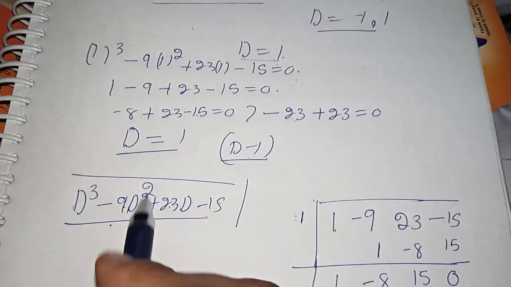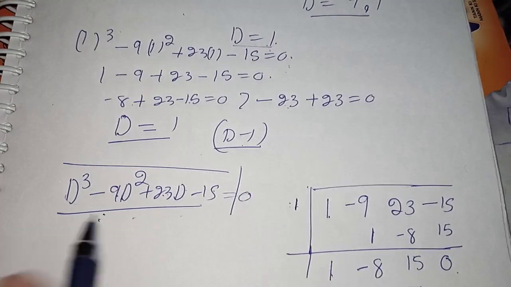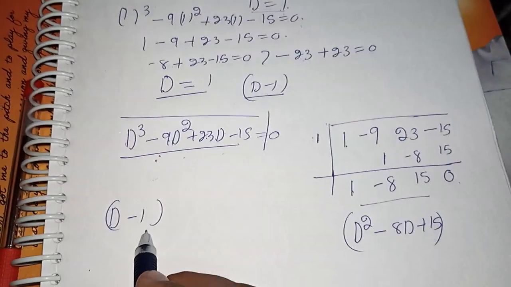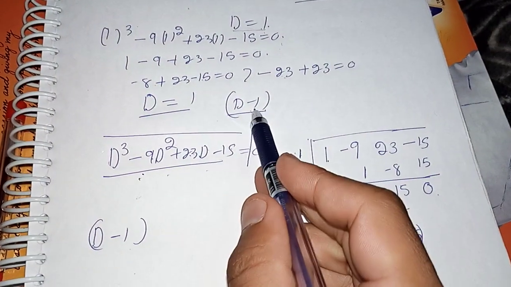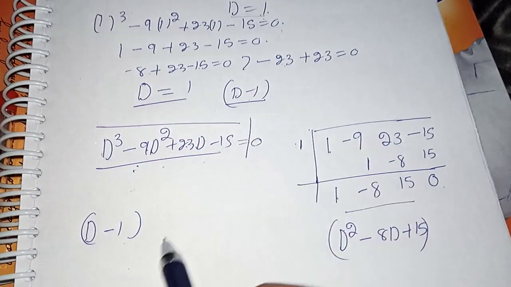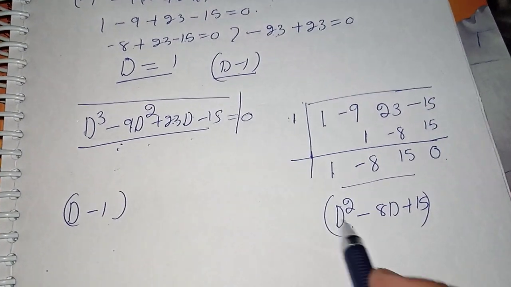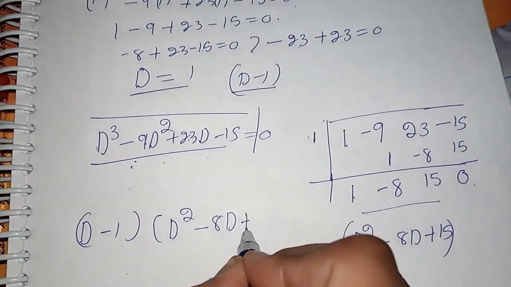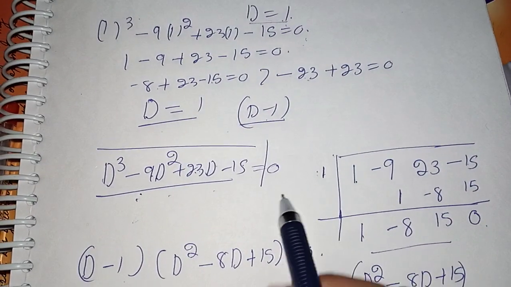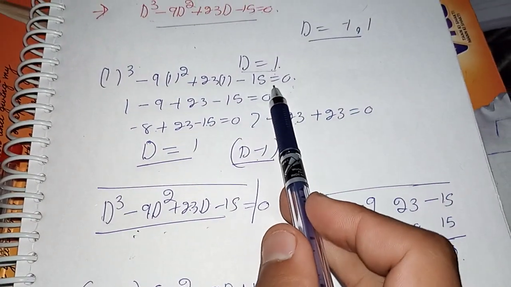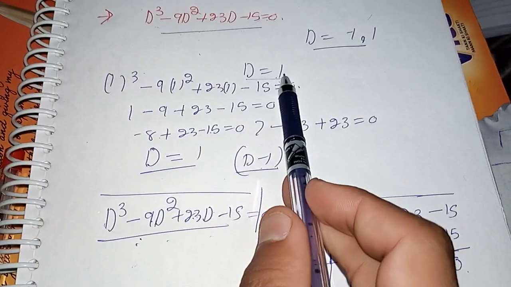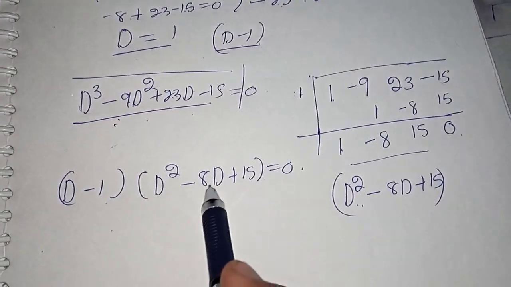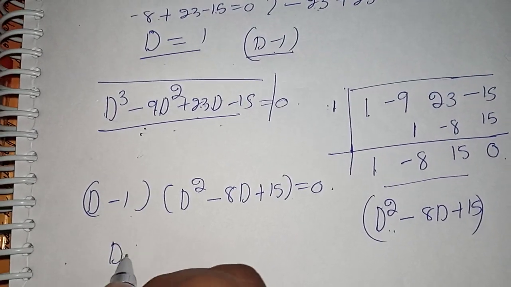That is d square minus 8d plus 15 is equal to 0. So this equation becomes d minus 1. From where does this d minus 1 come? This comes from here, that we already found. So the remaining equation is d square minus 8d plus 15 is equal to 0. This is only to determine whether the equation comes out 0 or not.